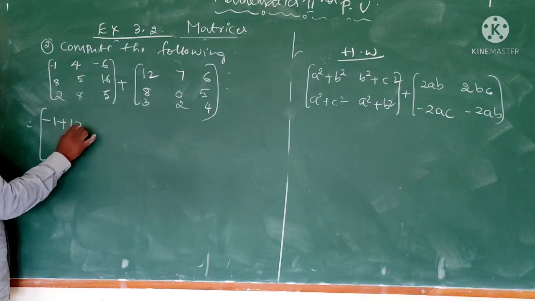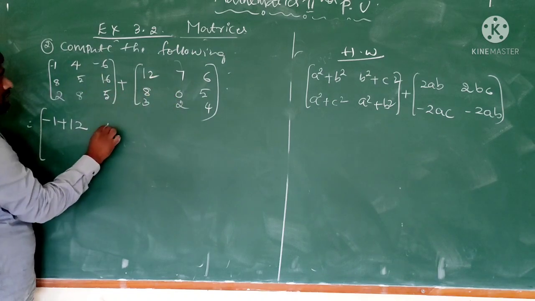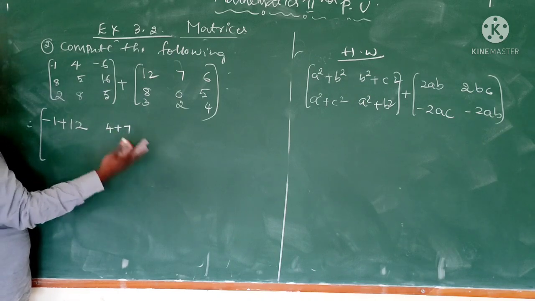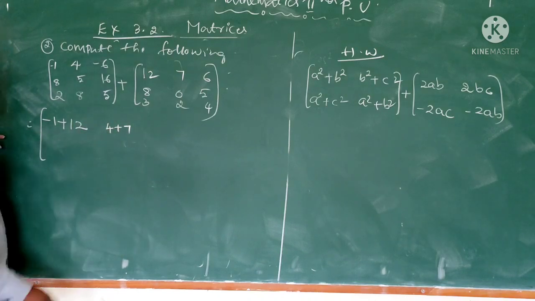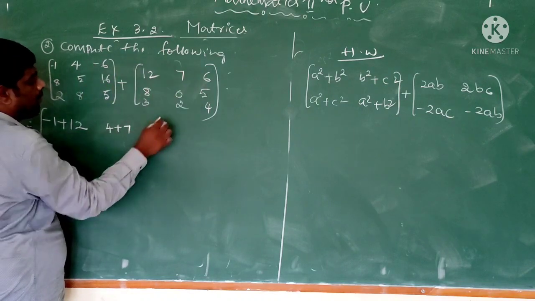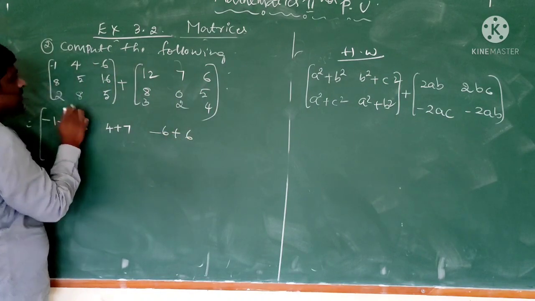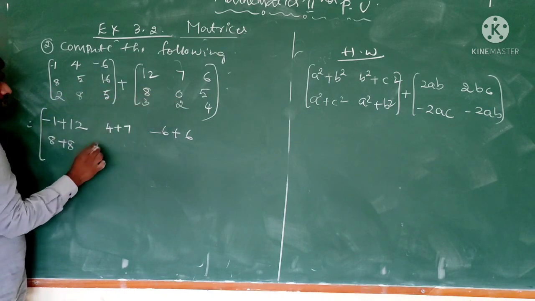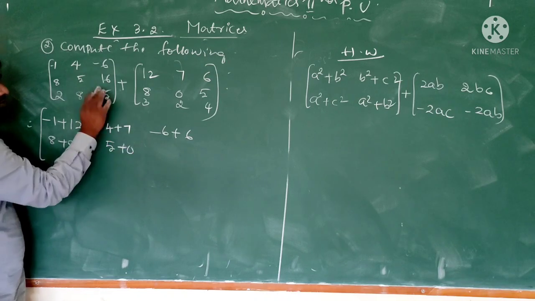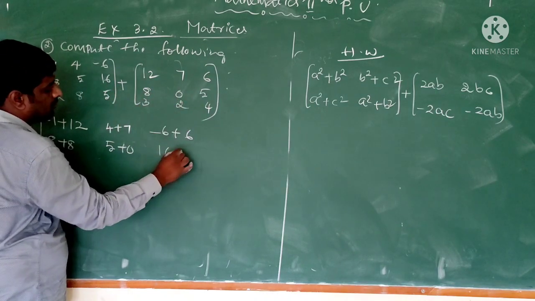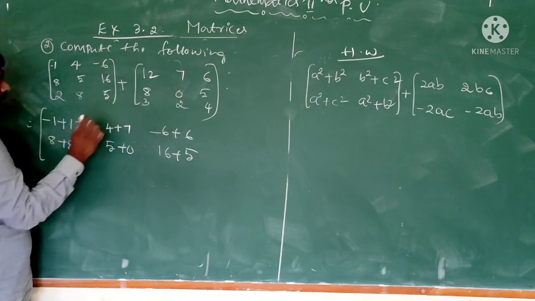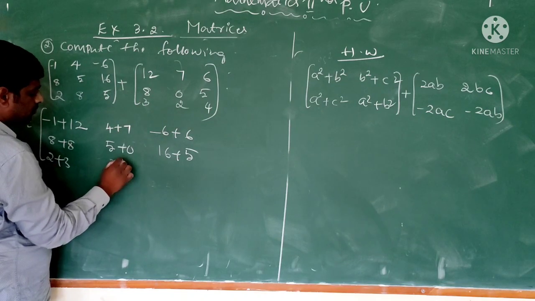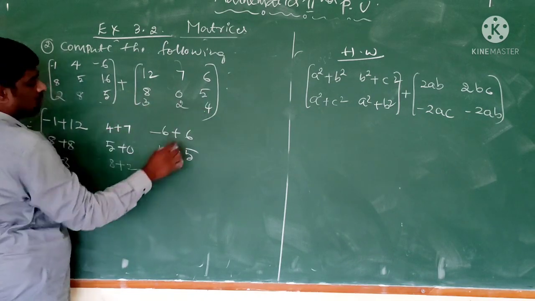Minus 1 plus 12, 4 plus 7. Here a 3x3 matrix is there, no? The answer also you will get as a 3x3 matrix. Okay, so 4 plus 7, minus 6 plus 6, 8 plus 8, 5 plus 0, 16 plus 5, 2 plus 3, 8 plus 2, 5 plus 4.